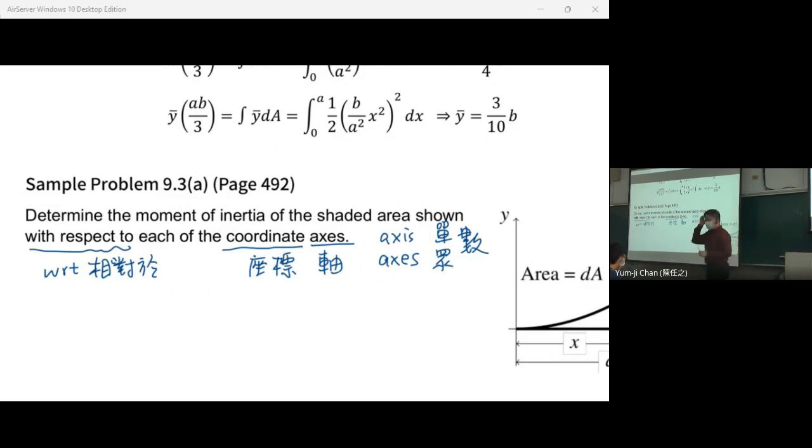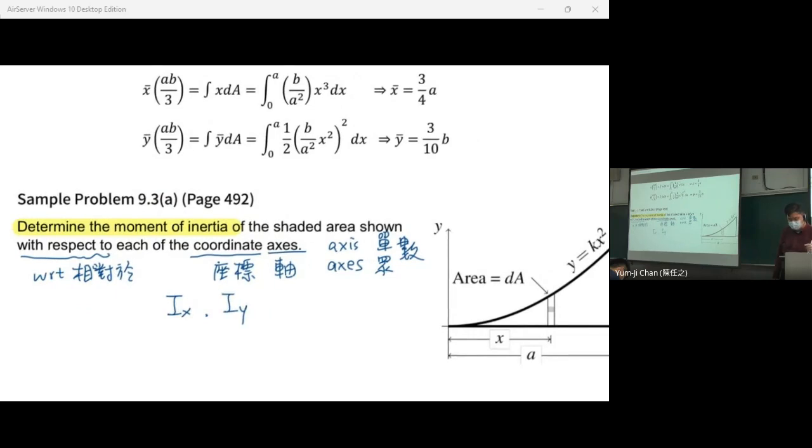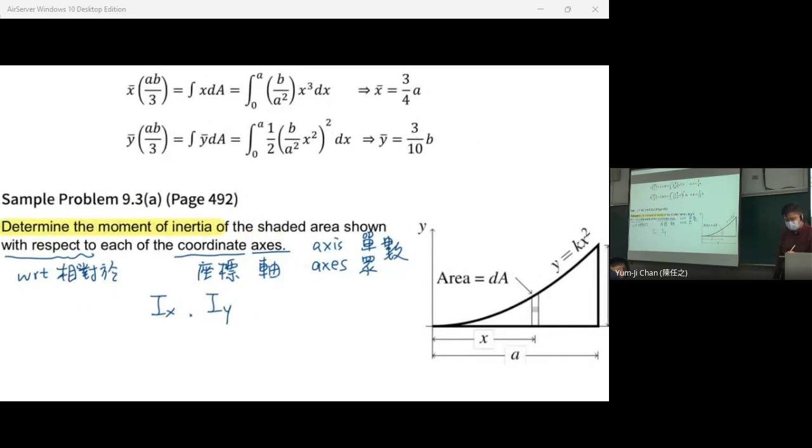So let's go for English and then determine what do we need to determine? Determine the moment of inertia with respect to each of the coordinate axes. It means we need to determine Ix and Iy. Okay, we need to determine both. So we look at the same problem. This one, y is equal to kx squared and k is equal to b over a squared.